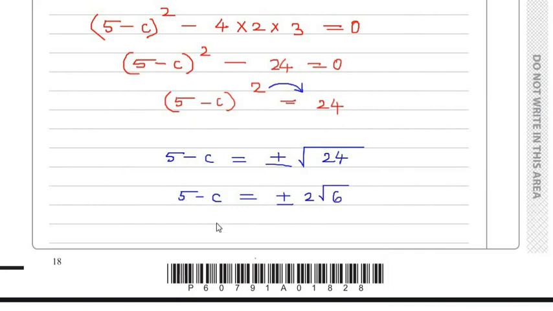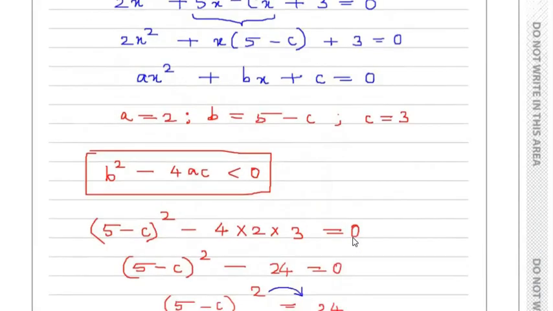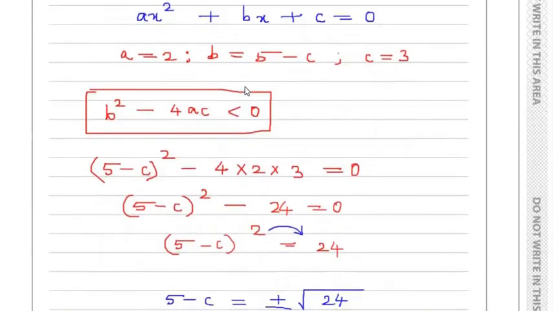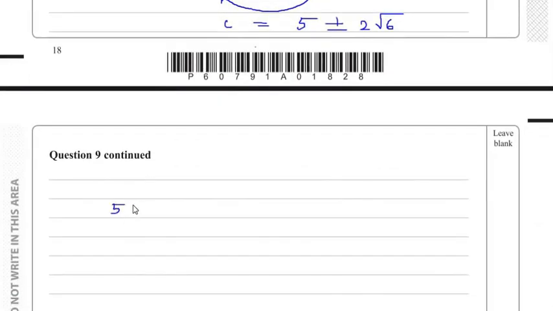Hence we will take minus c on this side and plus minus 2 root 6 on the other side. So we get c is equal to 5 plus or minus 2 root 6. This term is transferred over here and minus c is transferred over here. So this is what we get. Now they have asked us to write the range for all possible values of c. So we can write it as 5 minus 2 root 6 is less than c is less than 5 plus 2 root 6.